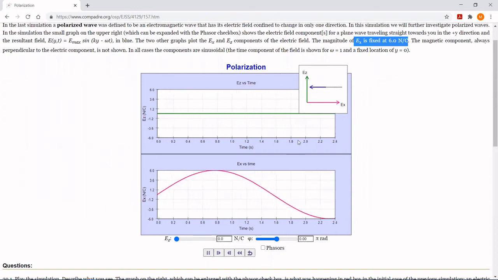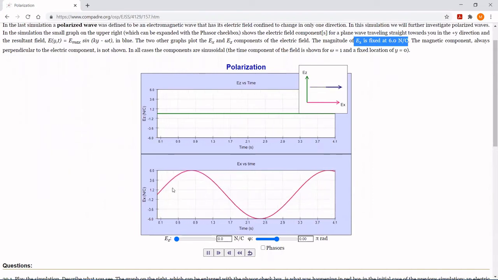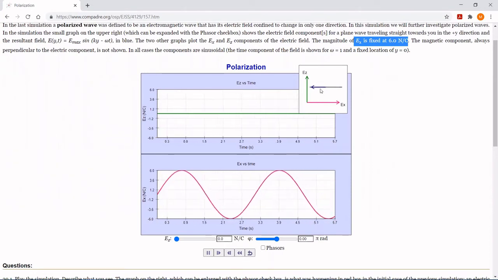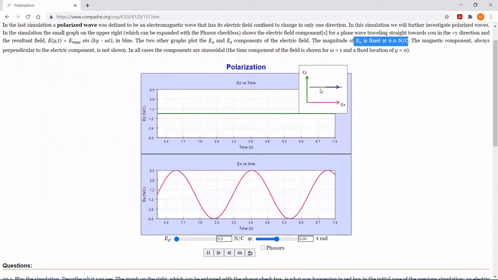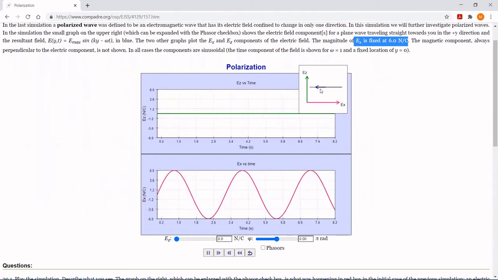If I hit play on the simulation, this graph is telling you how the x component changes in time. Again, it's a sinusoidal wave, and here you can watch the field point to the right. This one's a little slow. And then point back to the left.